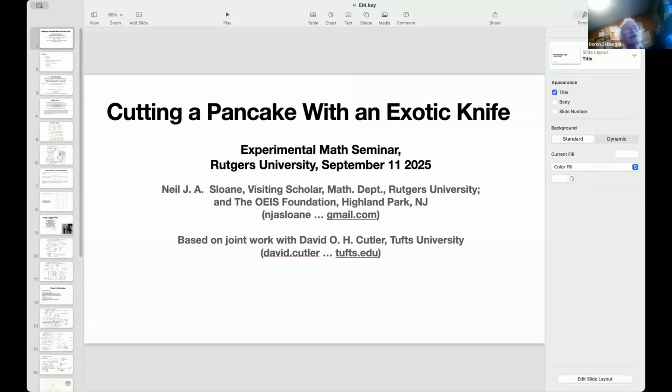It's a great pleasure to have our own Neil Sloane. It's a tradition that every year, academic year, the first talk is by Neil Sloane. It has been for quite a few years. I don't remember exactly how.